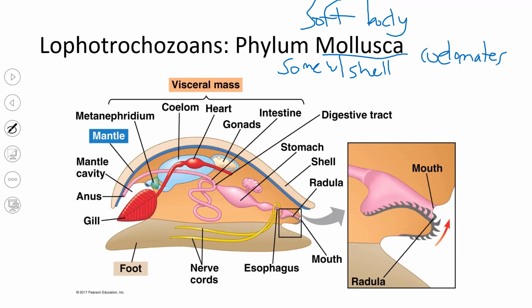And they all have a similar body plan. And that's what you're seeing here. This is kind of a generalized body plan, which has 3 parts we'll talk about. Okay, so one part is the foot. This is a muscular foot. And what do you think they use it for? To move.